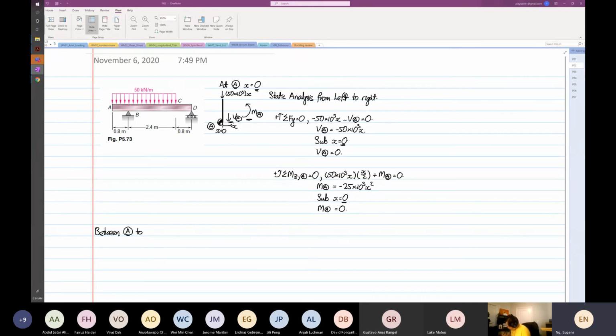So between point A to point B, where x goes from 0 to 0.8, we are going to construct our free body diagram now. I'm going to draw it big. This is where our geometric datum is. So this is for point A.